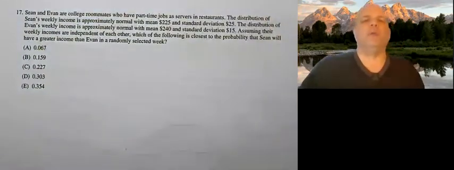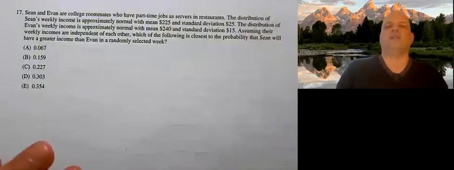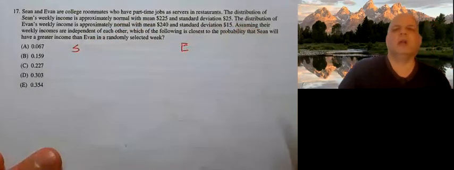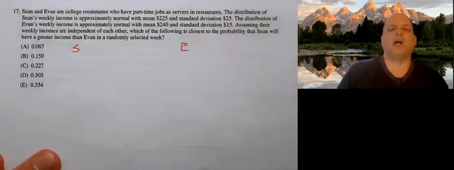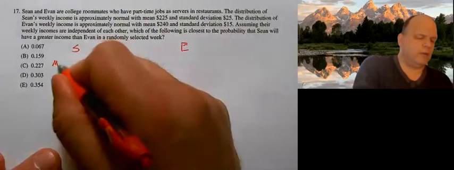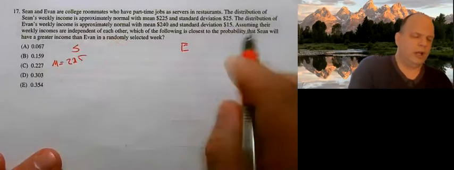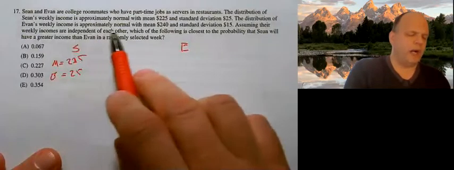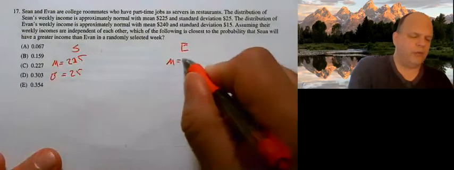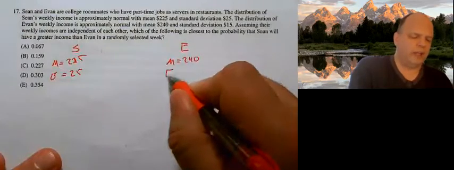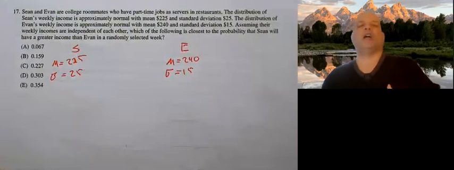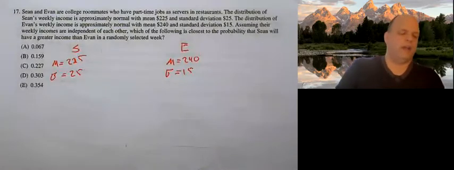Sean and Evan are college roommates who have part-time jobs as servers in restaurants. So we have Sean and we have Evan. The distribution of Sean's weekly income is approximately normal with a mean of 225 and a standard deviation of 25. Evan's weekly income is approximately normal with a mean of 240 and a standard deviation of 15. Assuming their weekly incomes are independent of each other, which of the following is closest to the probability that Sean will have a greater income than Evan?